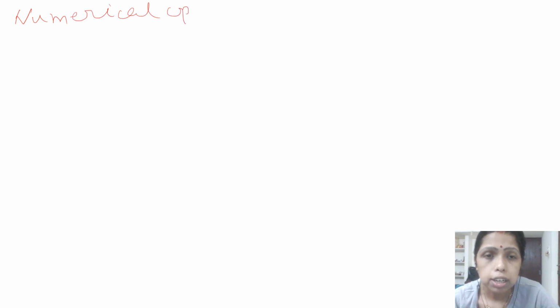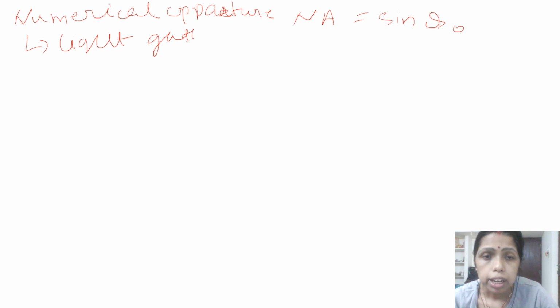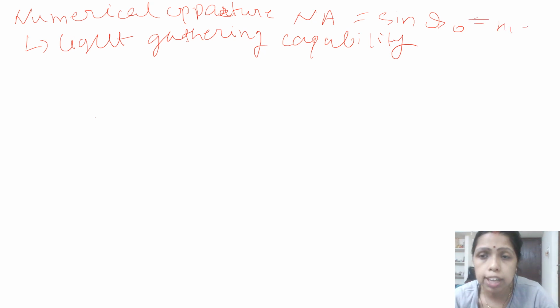Again I'm drawing the diagram, so I will show you the derivation. There is another term called the numerical aperture, or NA. It is the sine of the acceptance angle. By definition it defines the light gathering capability. There will be a value in terms of eta 1 as well as eta 2. I will derive this now.